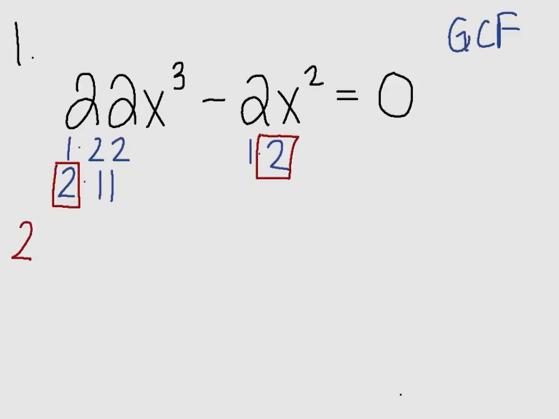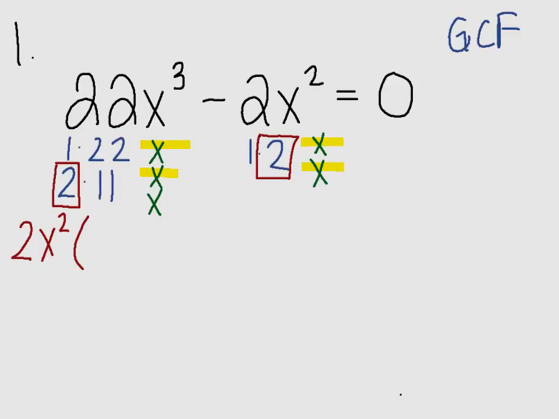Now I recognize, though, that I still have x's. With the 22, I have 3 x's: 1, 2, 3. With the 2, I have 2 x's. So I need to ask myself, how many in common do they have? They have one set that will cross off, 2 sets that will cross off. So what I am factoring out is 2x squared.